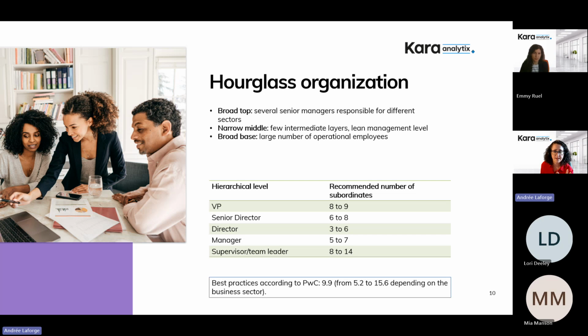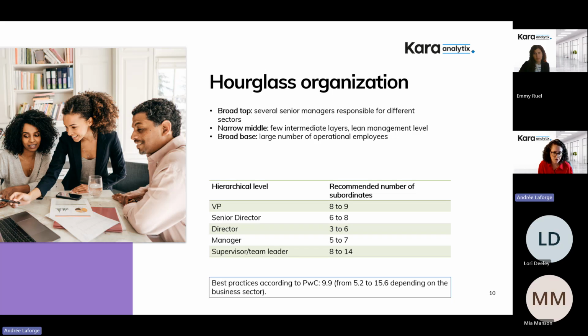If we can describe the Hourglass organization a little more, and this is a guideline, you need to adapt that to your organization. If you have only 3 hierarchical levels, you need to change that. However, the recommended span of control by level is, at VP level, usually 8 to 10 direct reports. Senior director, 6 to 8. And that's where you get into the narrow middle, the narrow center. Directors usually have 3 to 6 direct reports, managers 7 to 8. And when we talk about supervisors and team leaders, we are around 8 to 14 employees.